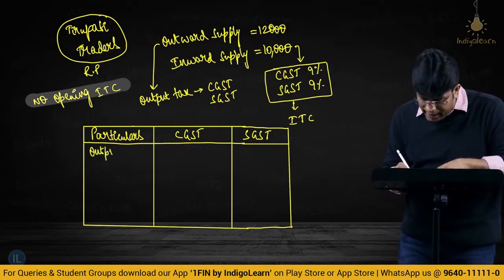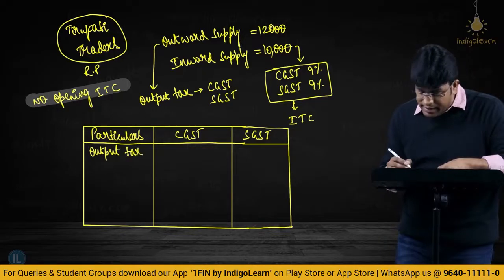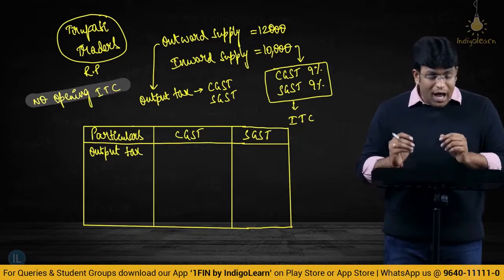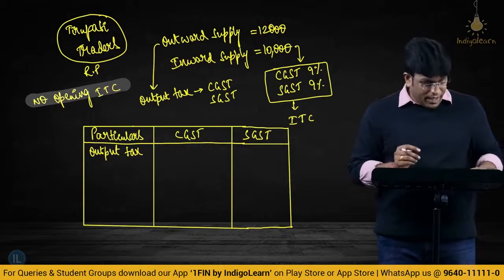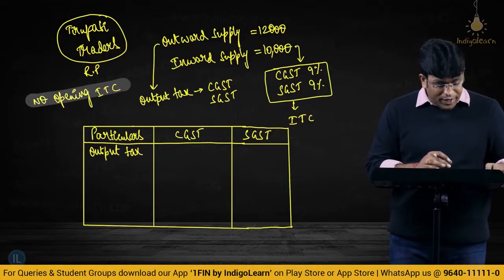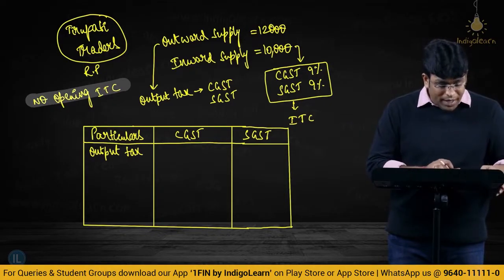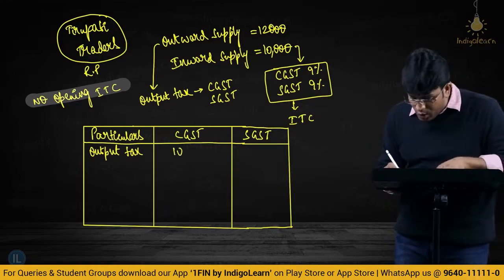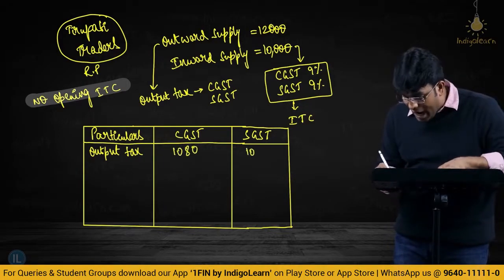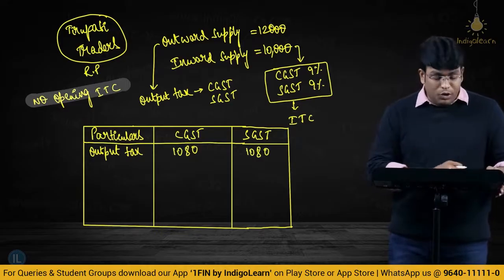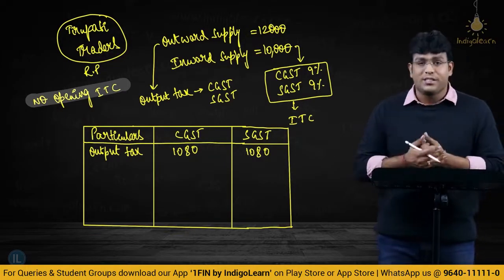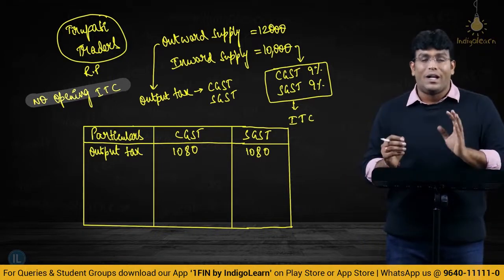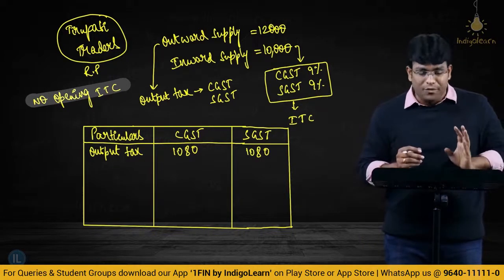What is my output tax? If you observe, my dear friends, my output tax is on 12,000, I have to pay 9% and 9%. Chalo guys, what will be the figure of 12,000 into 9%? 12,000 into 9% comes to 1080. And obviously, we need not do one more calculation for SGST, because if CGST is 1080, SGST will also be 1080. Correct, my dear friends?